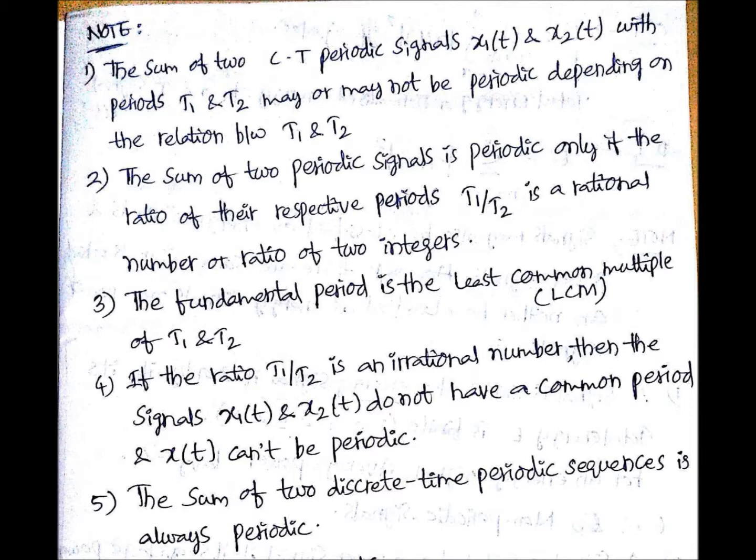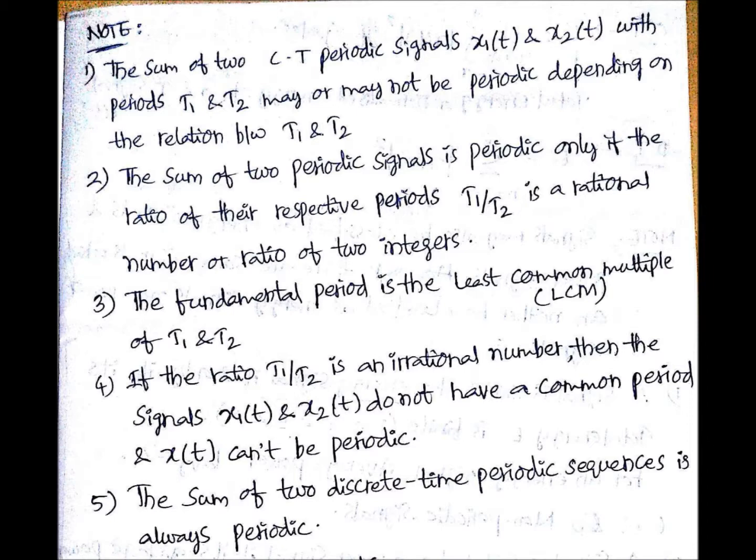The sum of two periodic signals is periodic only if the ratio of their respective periods, that is T1 by T2, is a rational number or a ratio of two integers. So are you getting it? The ratio of those two periods should be a rational number, a ratio of two integers. Then the fundamental period is nothing but the least common multiple of T1 and T2.